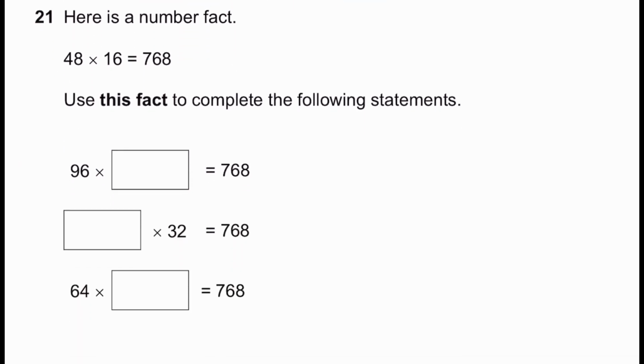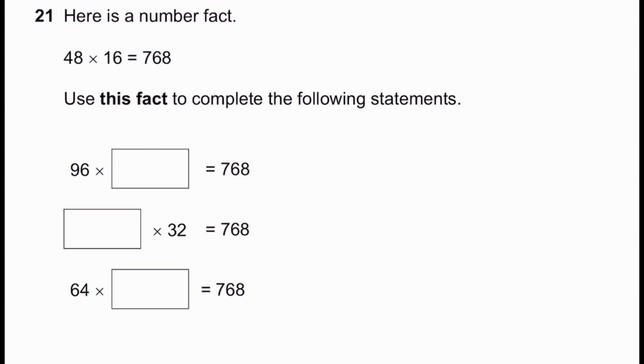Question 21. Here is the number fact. 48 times 16 equals 768. Use this fact to complete the following statements. As 96 is the double of 48, 96 times 16 divided by 2, which is 8, equals 768. 32 is the double of 16, so half of 48, which is 24. We multiply by 32 to get 768.